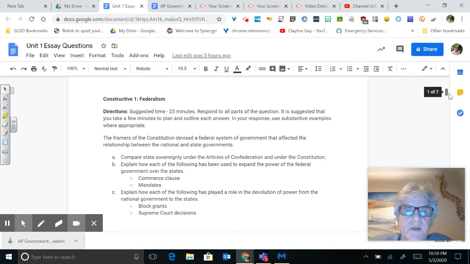Framers of the Constitution devised a federal system of government that affected the relationship between national and state governments. Compare state sovereignty under the Articles of Confederation and under the Constitution. So A, you would basically put all of the powers of the Articles of Confederation. States could tax, states could raise an army, states had all of the power, they could make their own money, they regulated trade, they were independent countries.